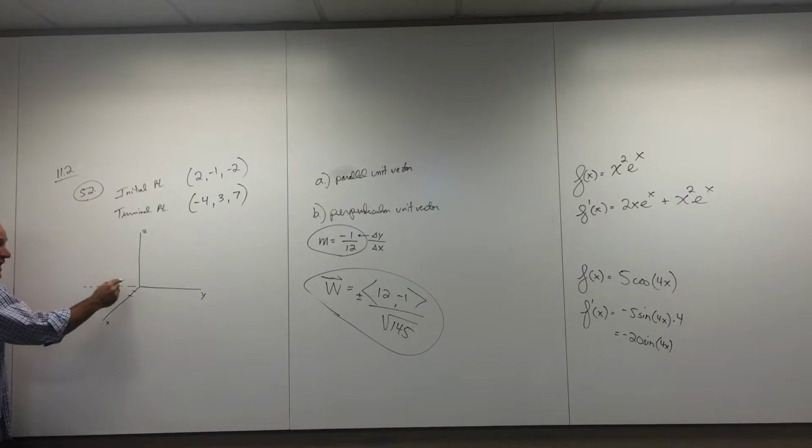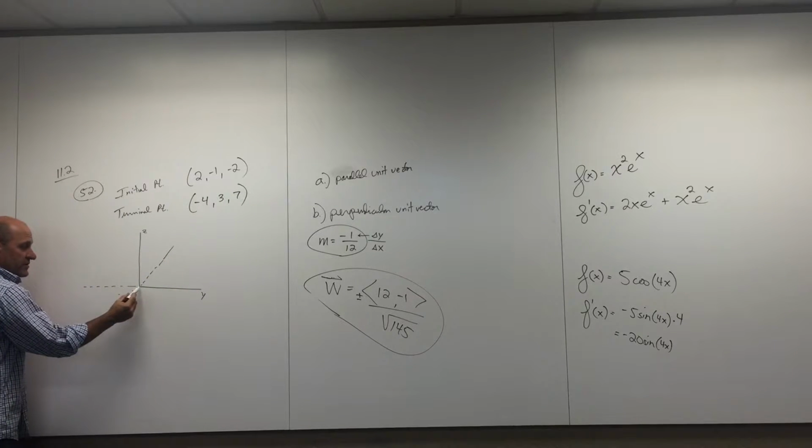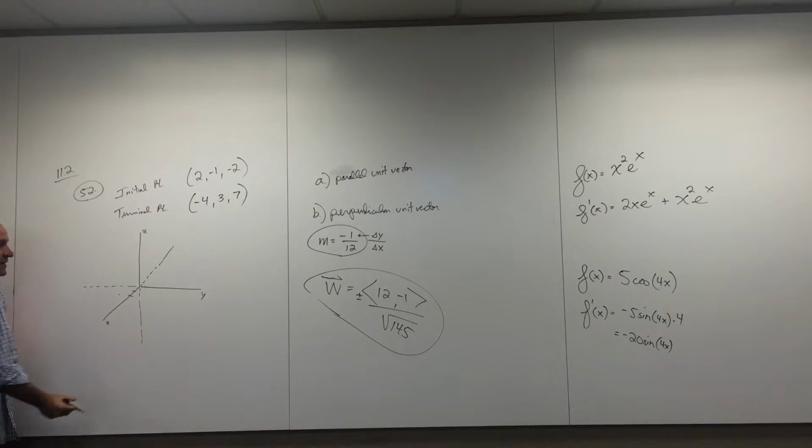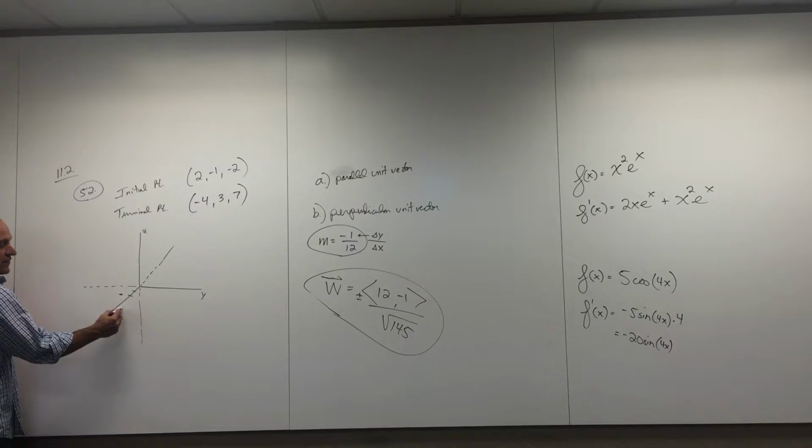There's the negative y-axis. Here's the negative x-axis. Here's the negative z-axis. Okay, hang on. What did I do? 2 for the x, -1 for the y, and then I need to go down 2 for the z. So I came out 2, over 1, and down 2. And that's my initial point.